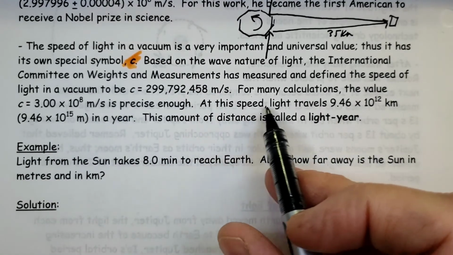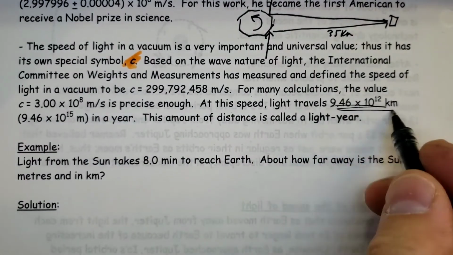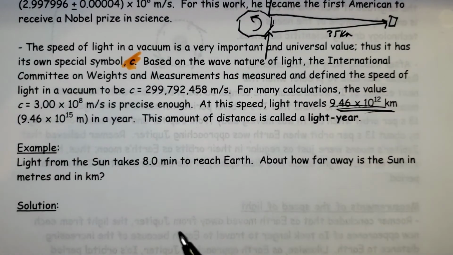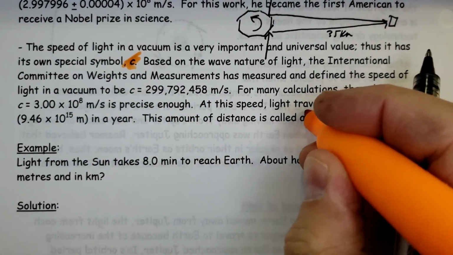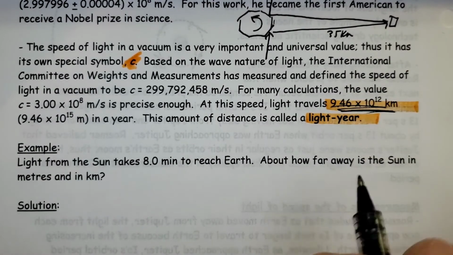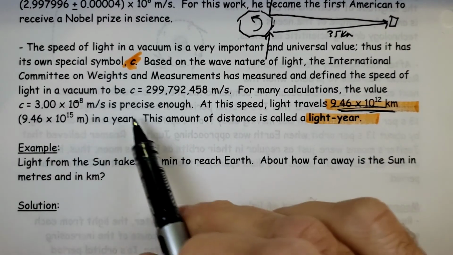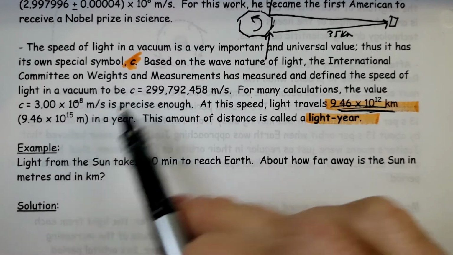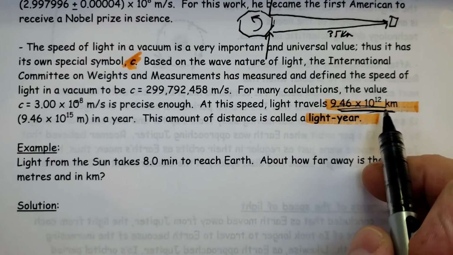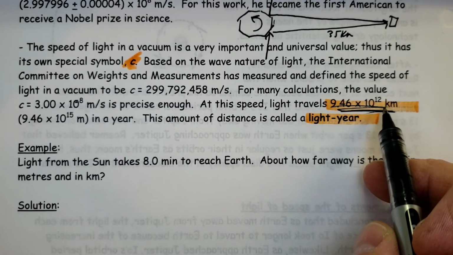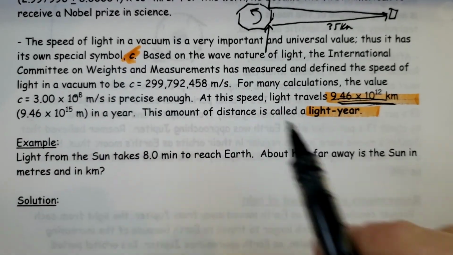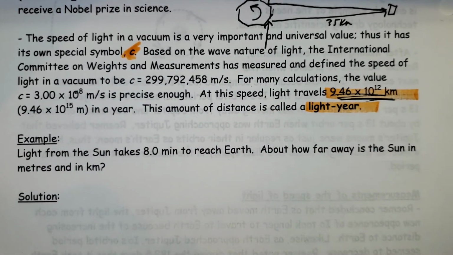At this speed, light travels this far in a year, and that is referred to as a light year. So a light year isn't actually a measurement of time, it's a measurement of distance. So using a time factor of 1 year, converting it into seconds, light travels this far: 9.46 times 10 to the 12 kilometers, which is 9.46 times 10 to the 15 meters. All right, we'll stop the video there and we'll do the example, and then we'll be done.